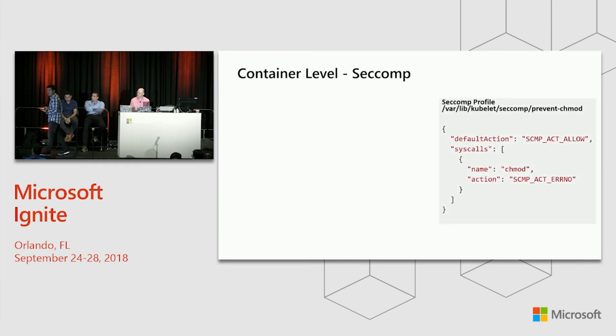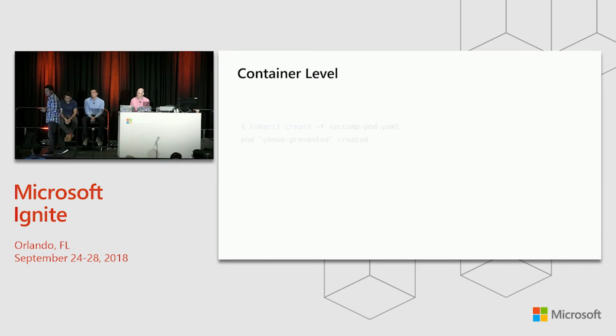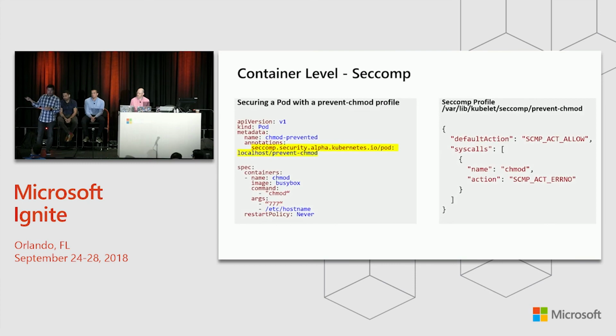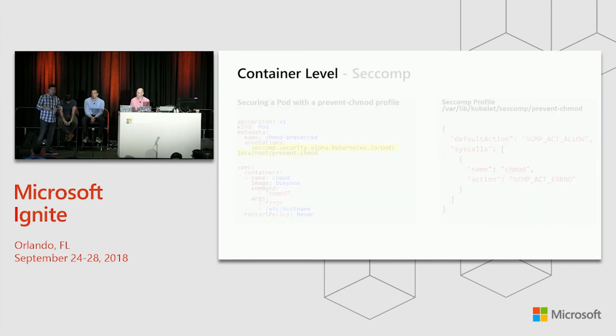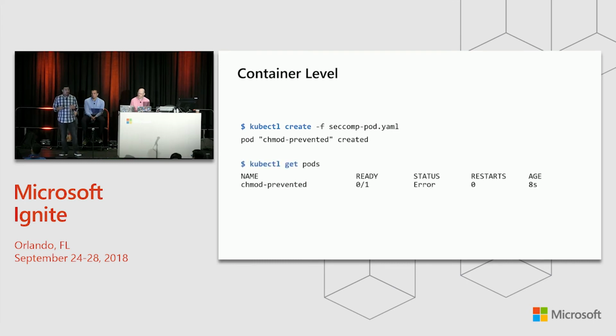And if you want to have your own, you can follow the same idea: create your own profile and then annotate it into the pod. So in this case, you try to create a pod, let's look at that pod one more time. It's trying to do a chmod, which I'm preventing, a chmod from 777. So when that pod runs and it immediately tries to do that chmod, it looks like it's good, but when you actually list it, it errors out because seccomp is doing its job.